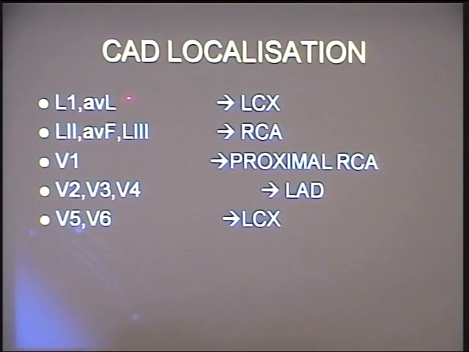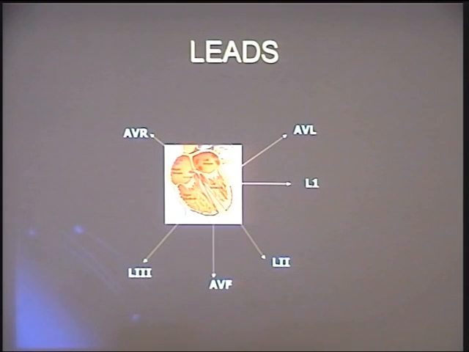So now I have understood the surface, I have understood the coronary artery perfusion through the 12 leads. L1 AVL is circumflex, L2 AVF L3 is right coronary artery, V1 is proximal right coronary artery, V2, V3, V4 is left anterior descending artery, V5, V6 is circumflex artery. So now we have seen both the important purposes of lead systems. We have looked at the surfaces, we have looked at the coronary artery territories.